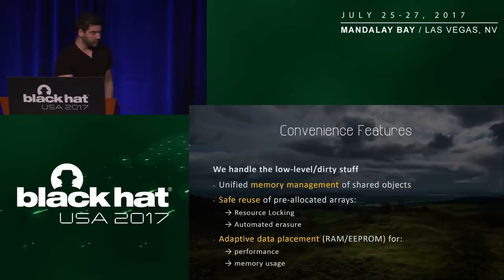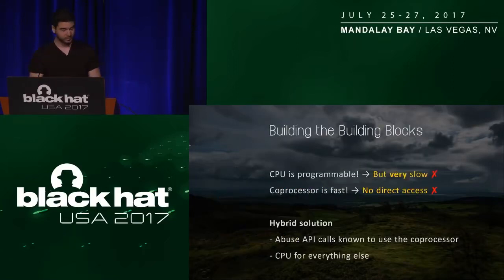In order to implement all those things, we had to handle all the low-level dirty stuff and abstract it away so that the actual user doesn't see all the ugliness going on there from the JavaCard side. So we developed a unified memory management. We had to use safe reuse of pre-allocated arrays and also develop an adaptive data placement strategy, which can be adjusted either for performance or memory usage. Depending on whether you want speed, you'll use more RAM, of which you have a limited amount. Or if you don't want to use lots of RAM, then you can use the EEPROM, and it's going to be a little bit slower. However, what's interesting is how you actually build such a library.